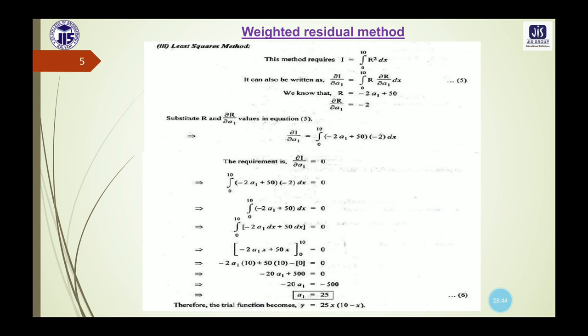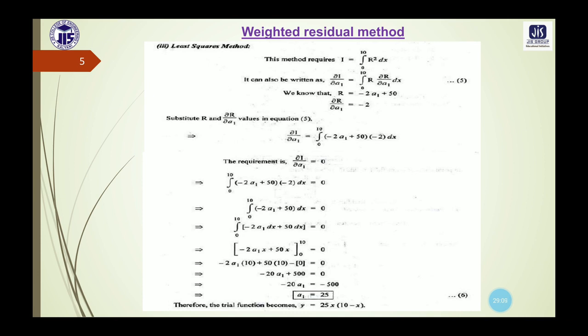Now as we know the value of r, this is equals to minus 2a1 plus 50. So that means del r del a1, with respect to a1 we are doing the differentiation, so it will be only minus 2, because the last part of this right hand side is a constant which is 50, so the differentiation will be 0. So del r del a1 is equals to minus 2.